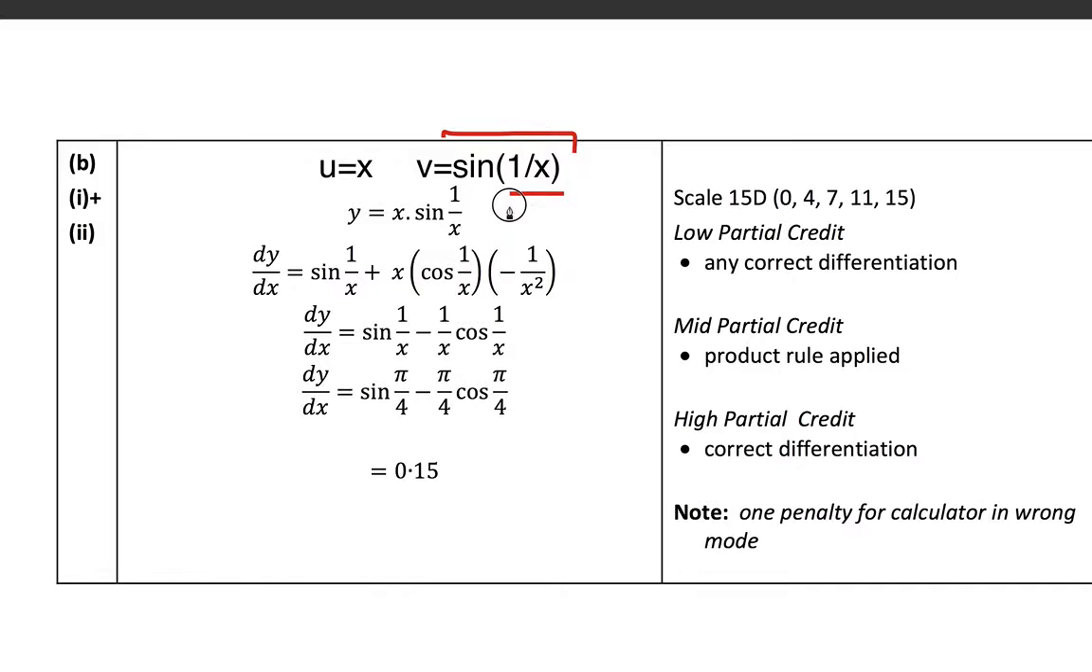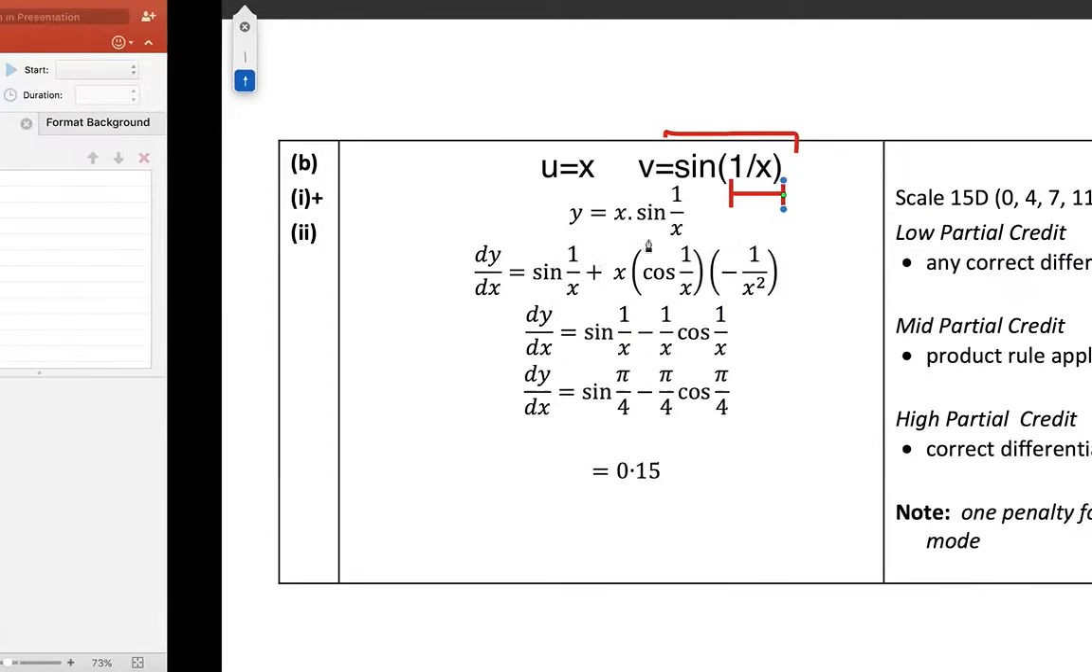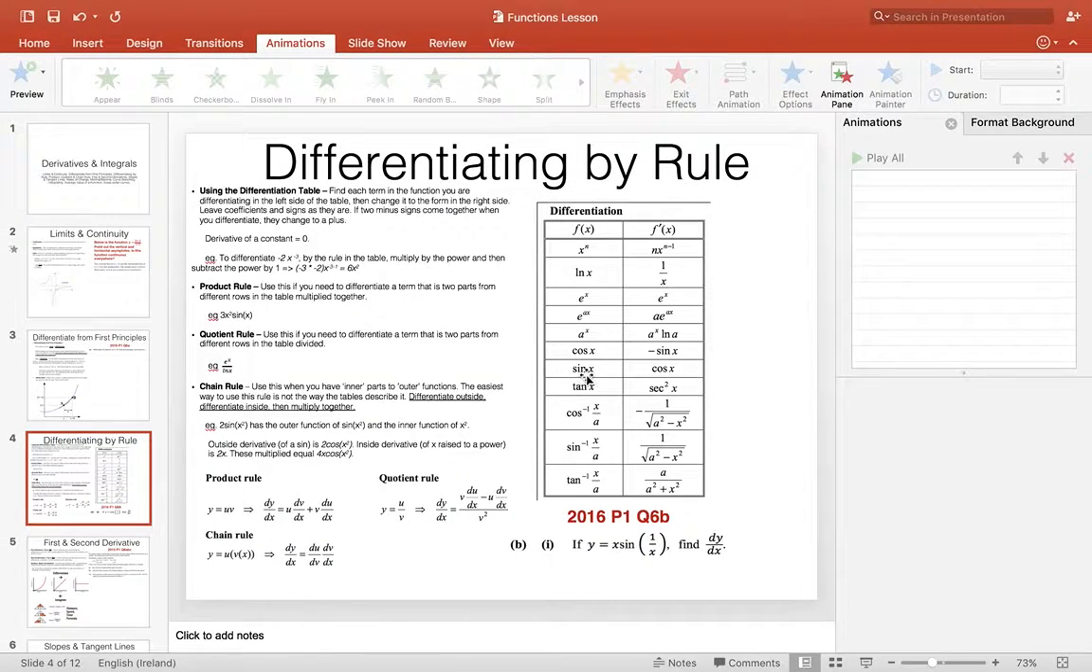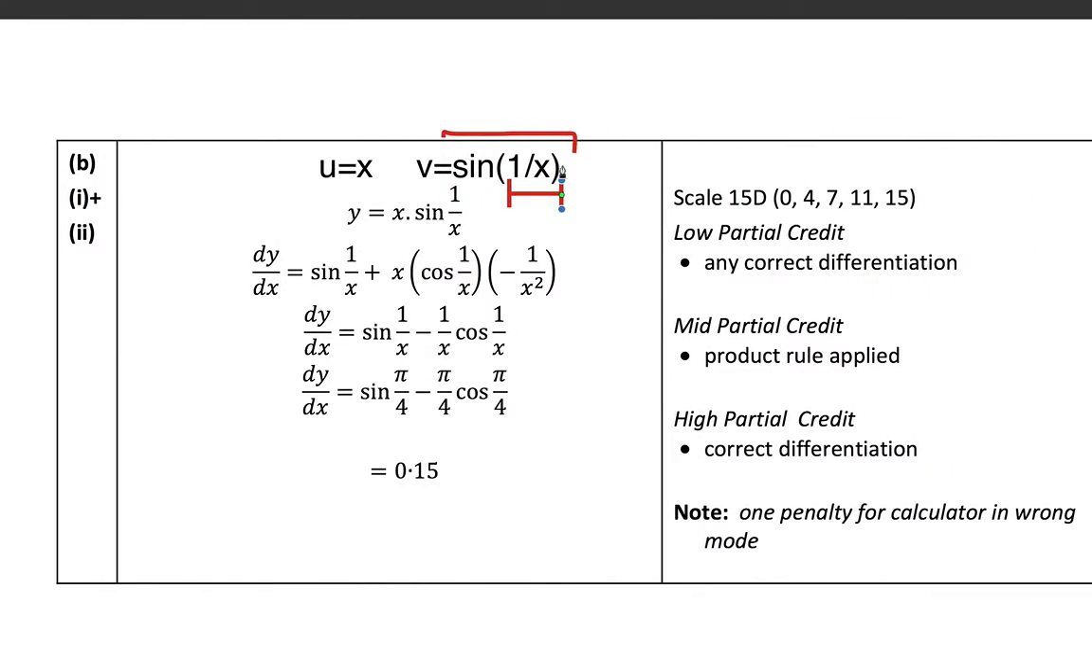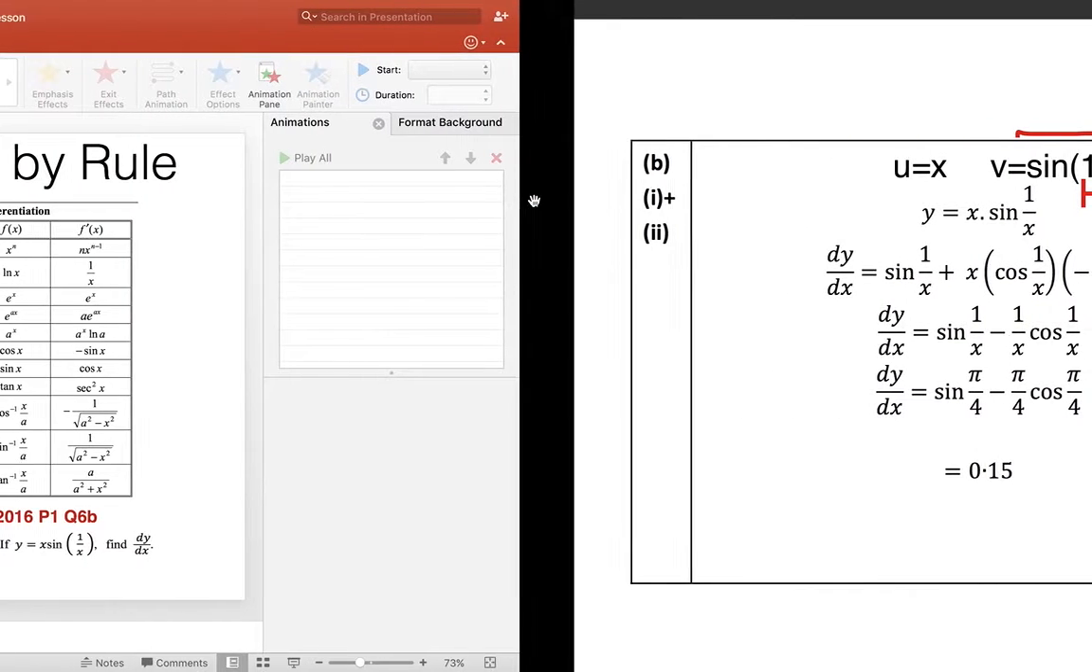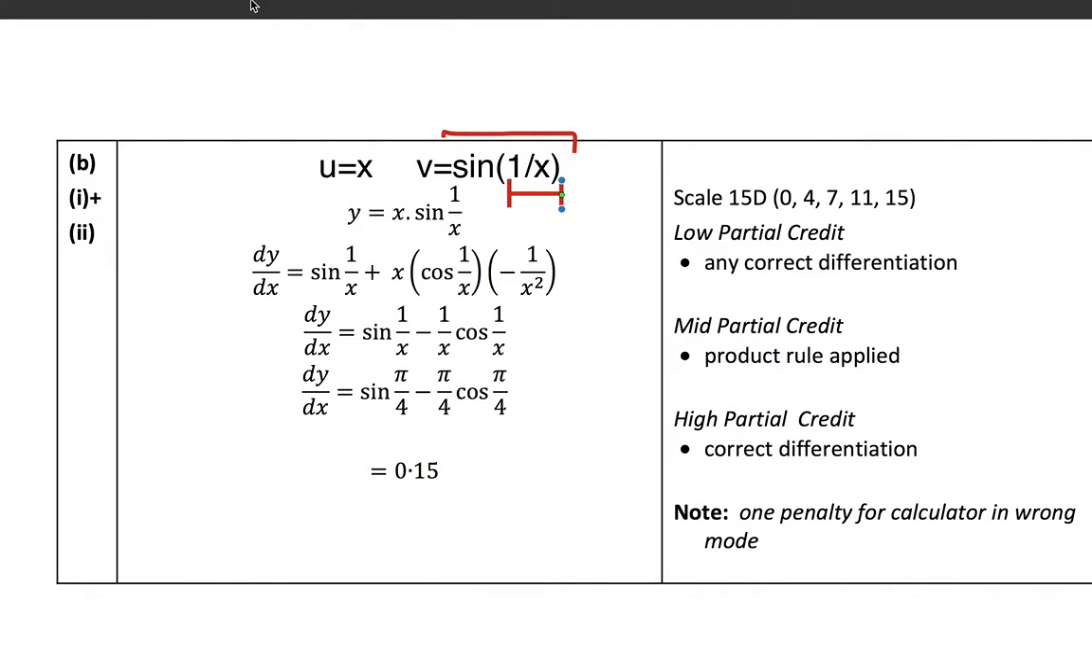So we do outside in. That's the rule, okay? Outside in. Then you multiply those derivatives together. So the outside derivative, let's have a look at our rules here. Sine goes to cosine. So the outside derivative is cosine 1 over x. Then we move to the inside one, the derivative of 1 over x.